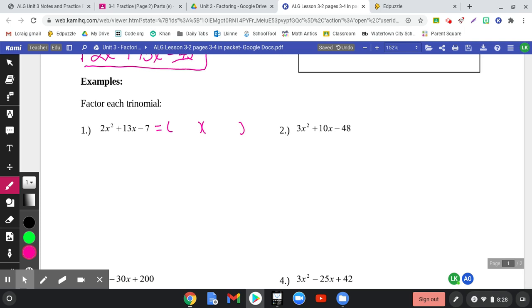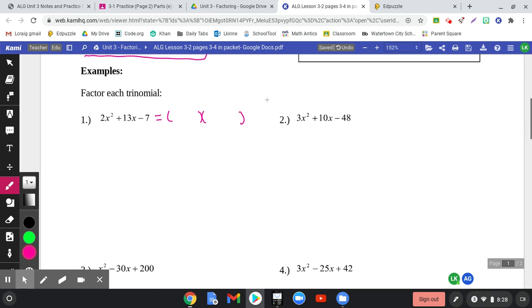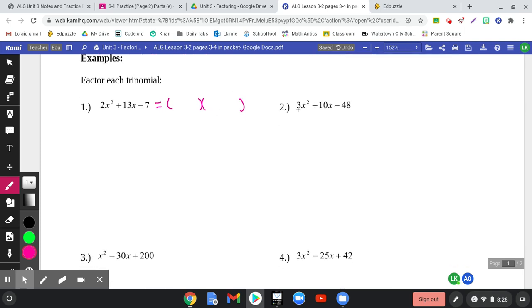If you need to pause at any point to catch up, that's fine. Or if you don't have a hard copy of this, you can copy it down on paper, or you can pick up a packet. Whatever is going to be more convenient for you. I personally like to have a paper copy because you can tell how easy it is to write on the Chromebook right now. Okay, so first term, last term in the box.